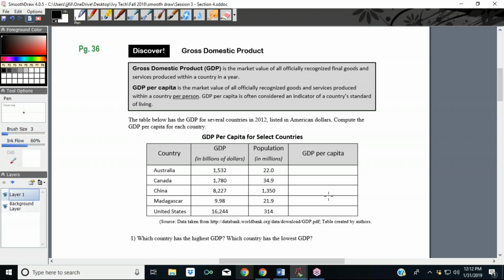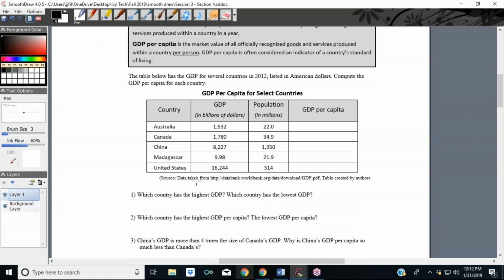GDP per capita is often considered an indicator of a country's standard of living. So the higher the GDP per capita, the higher the standard of living in that country. The table below shows the GDP for several countries in 2012, and they're listed in American dollars. So it wants us to compute the GDP per capita for each country. So I'm going to compute Australia's, and you're going to compute Canada's, and then I'm just going to throw the numbers in for the rest to save us some time.